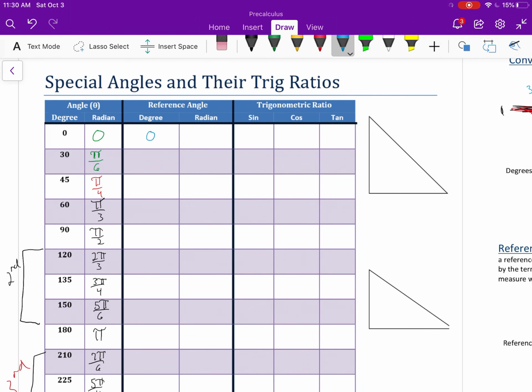So first quadrant, including 0 and 90, which really aren't in the first quadrant, they form the first quadrant, but these are just going to be the same as the actual angle, because the angle formed between the terminal ray and the closest part of the x-axis is simply that angle. And we can do the same thing with radians.